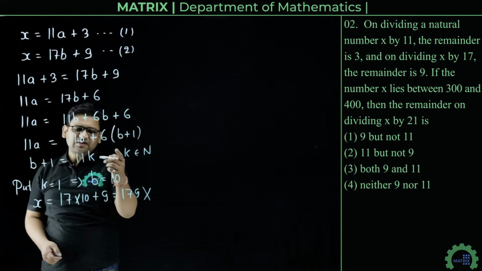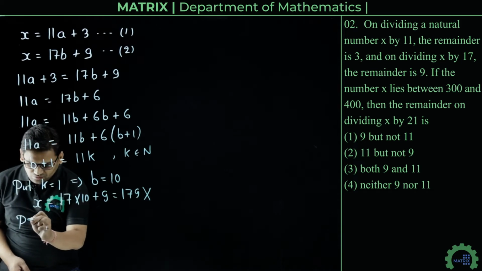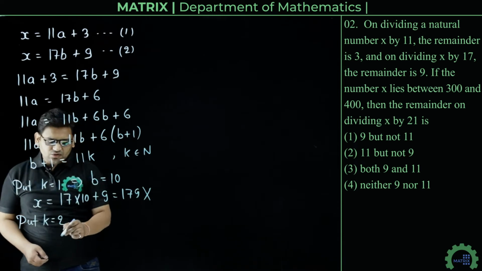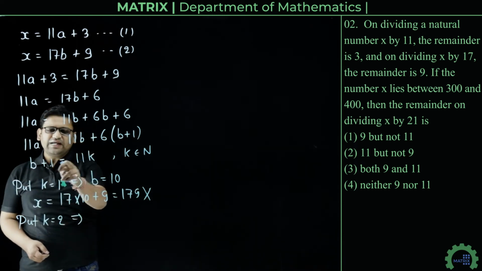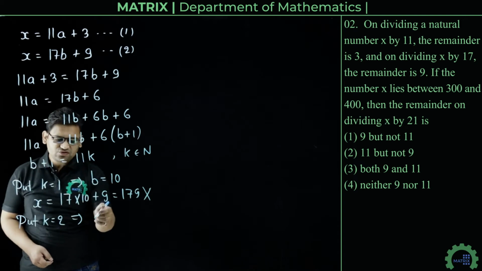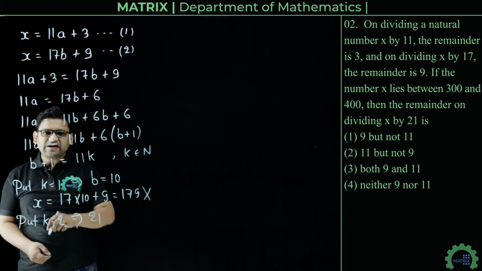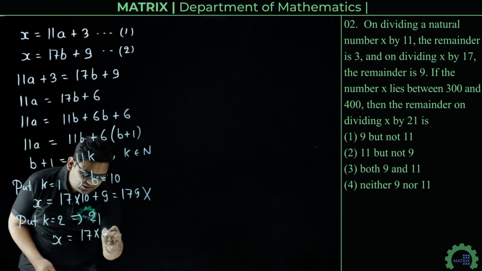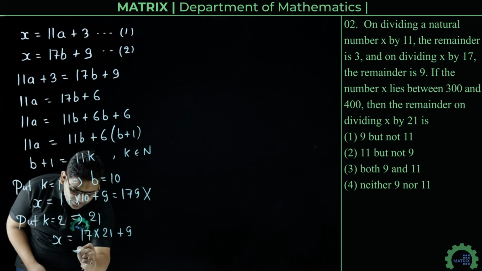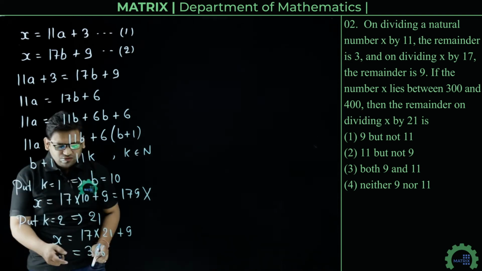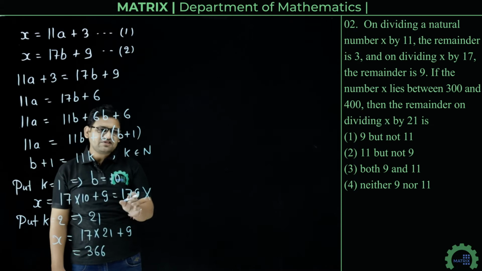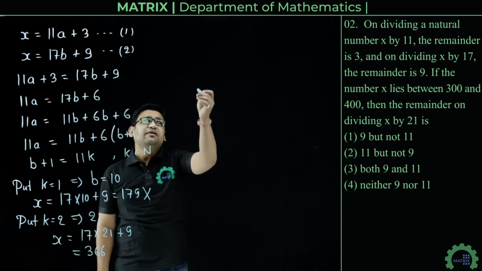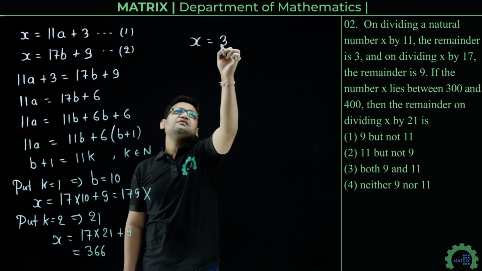Now let's take another value of k, that is 2. So we will put k = 2. So when k = 2, then b = 22 - 1, that is 21. So again we will find x. In this case x is 17b + 9, that is 17 into 21 + 9, which comes out to be 366. Now 366 is a number which lies between 300 and 400. So we can consider this as x. So the value of x comes out to be 366.